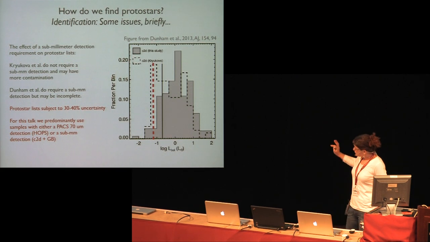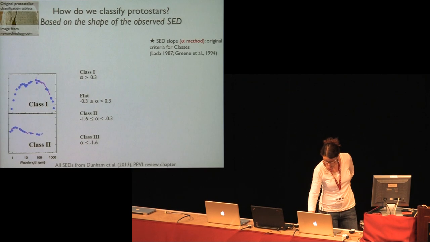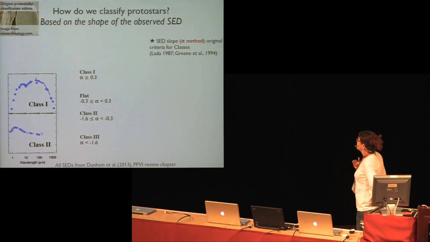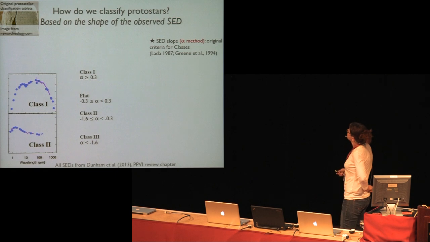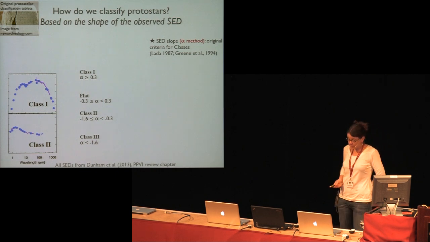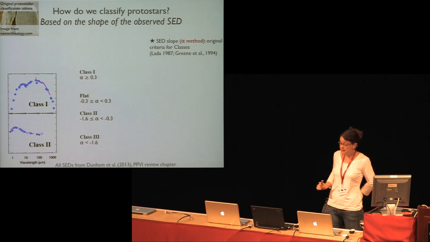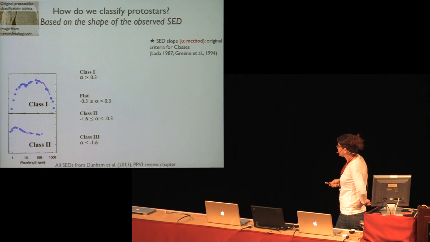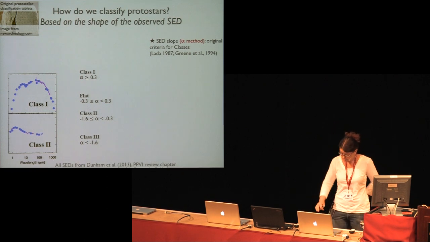And yeah, so they should be more reliable. Now we want to go back to the classification system briefly and understand a little bit of the history. Originally, we classified sources based on the slope of the SED, and we didn't make a distinction between class 1 and class 0.